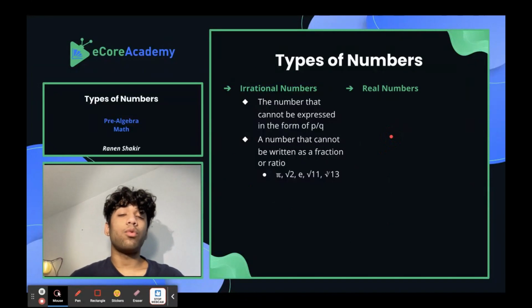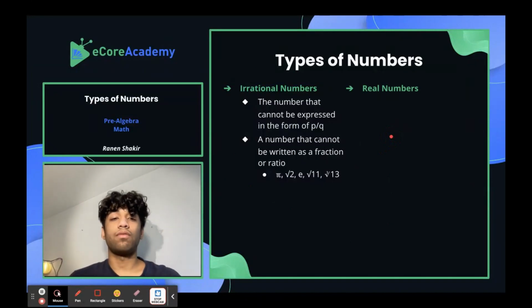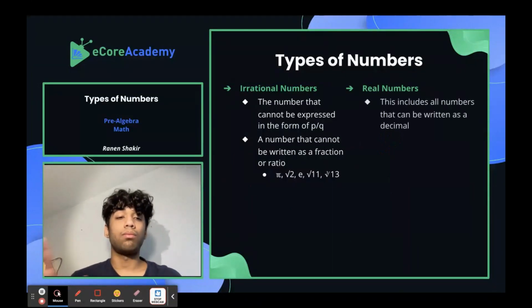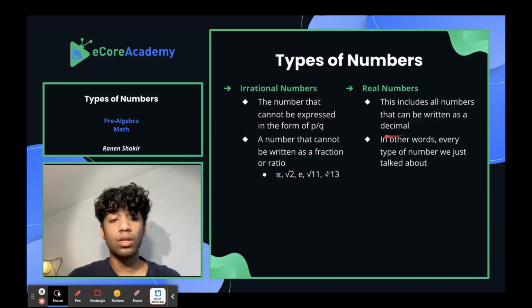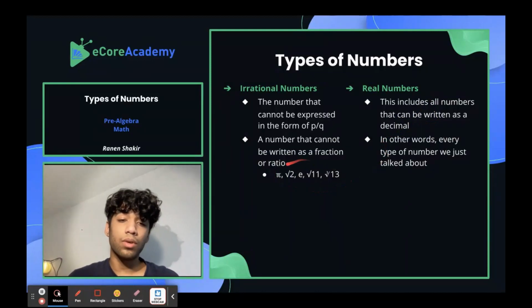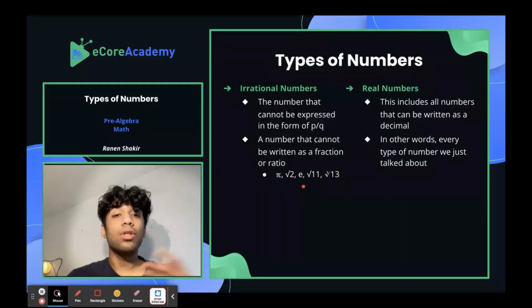And then we have real numbers. This is what every number that we talked about so far branches into. These include all numbers that can be written as a decimal, in other words, every number we just talked about. If you put these irrational numbers, like pi, root 2, e, and root 11, they will come out as decimals. Therefore, they are real numbers.